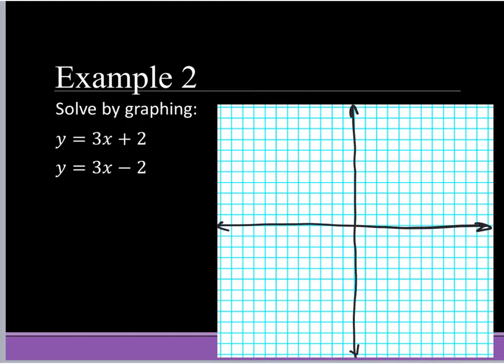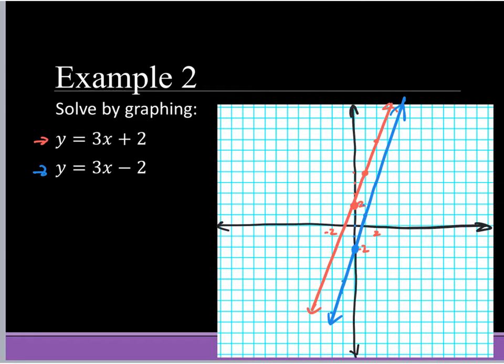For example 2, we're going to graph y equals 3x plus 2. And I'm going to do that in red. So we have 2, 2, negative 2, negative 2. So I'm going to start out at a positive 2, and I'm going to go up 3. So 1, 2, 3 over 1. And I'm going to connect these. Likewise, for the equation y equals 3x minus 2, I'm going to start out at a negative 2, and I'm going to go up 3. So 1, 2, 3 over 2, over 1.